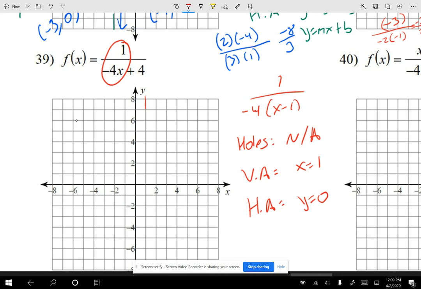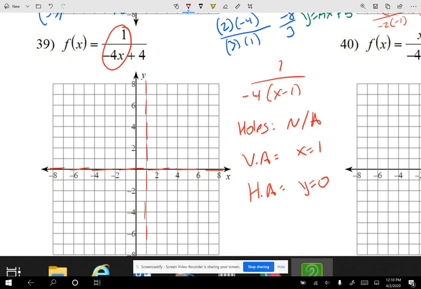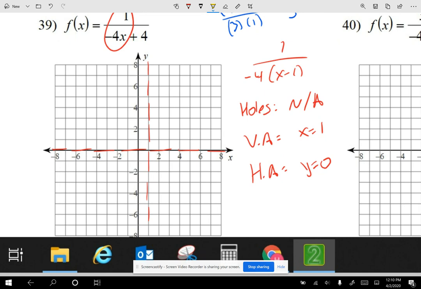All right, so this is my vertical asymptote, x equals 1. My horizontal asymptote is y equals 0. Now to the left of my asymptote, remember I'm looking, it's either in this area or this area. So I'm going to choose a value of x to the left of my vertical asymptote. So I'm going to choose x equals 0, because that's a value of x to the left of my asymptote.